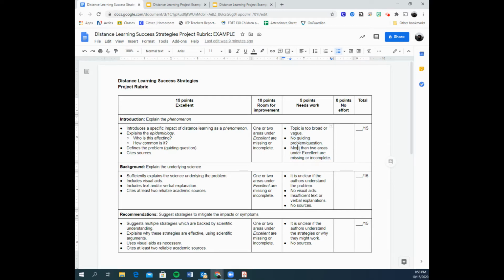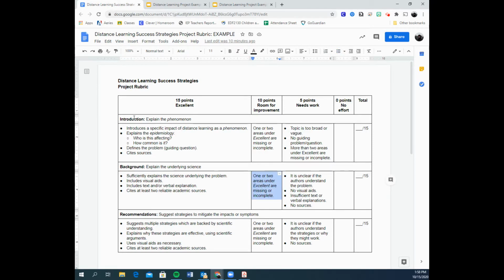And if more than two areas under excellent are missing or incomplete, meaning this section here, if more than two of these big bullet points are missing, then you would only give 5 points. And if there's really no effort, if that section doesn't even exist, then you would give 0. And the same applies to every section. So the criteria are spelled out here.